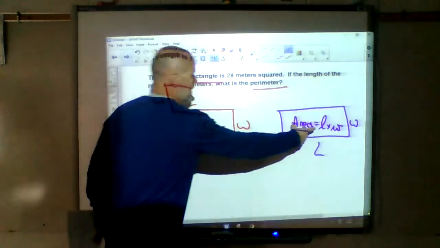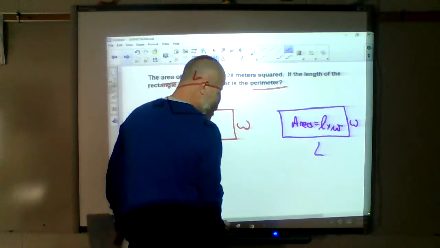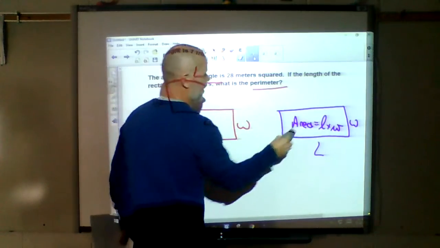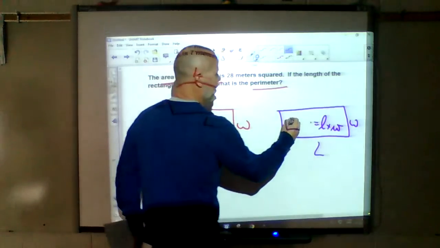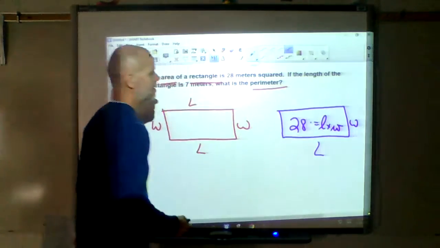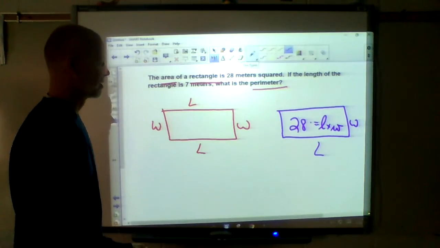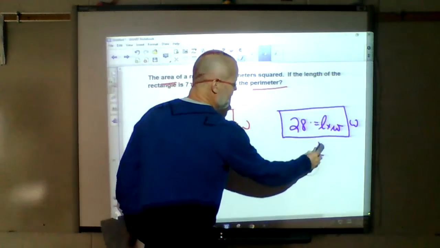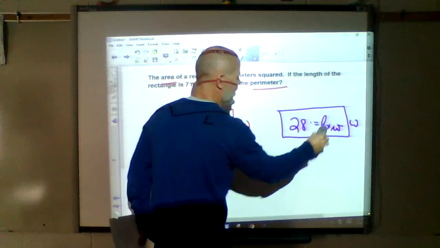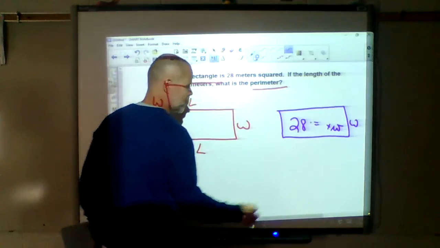The area now, they give us the area equals 28 meters. So I'm going to go ahead and replace this word area with 28 square meters. And I'm also going to replace the length, okay? The length I know is 7.